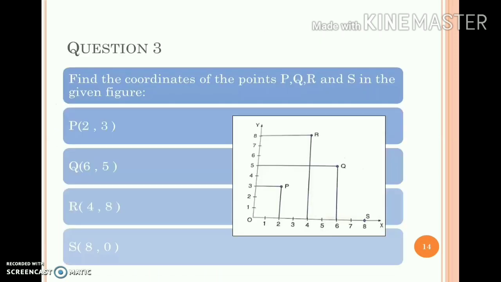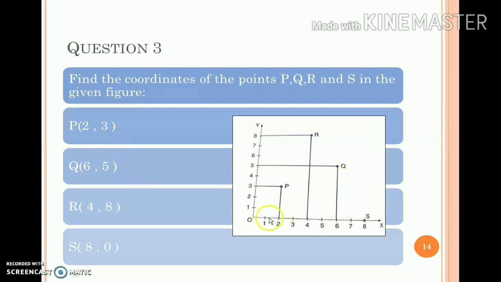So let's move towards question 3. Find the coordinates of the points P, Q, R and S in the given figure. So the coordinates of P are, let's see, (2, 3). 2 steps towards the right, then 3 steps upward. So its coordinates are (2, 3).